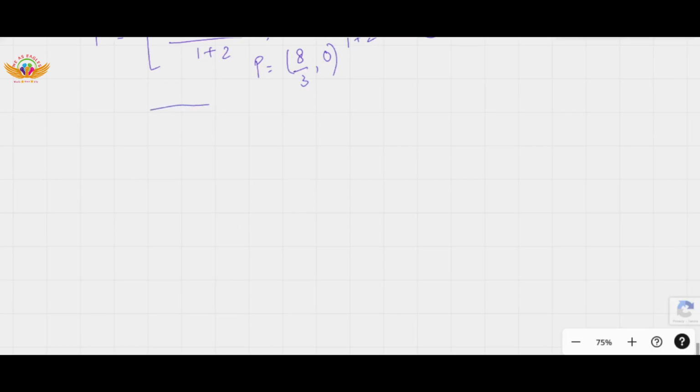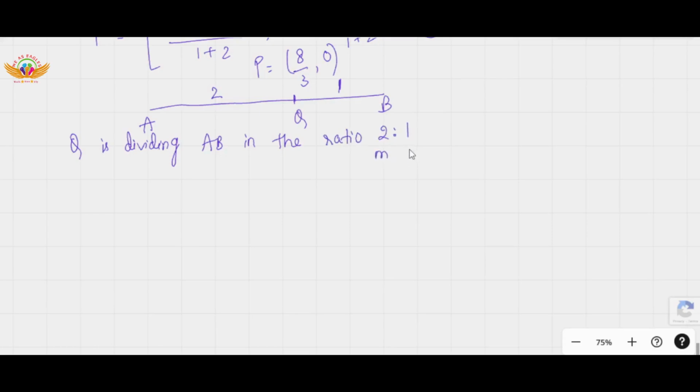Again, I am drawing the line segment AB, and here the point Q is there. Up to here, how much ratio? Here already 1 is there, here already 1 is there. So it is dividing two parts here, and from Q to B it is dividing into one part. So Q is dividing AB in the ratio 2 is to 1. Done. So now m became 2, n became 1.